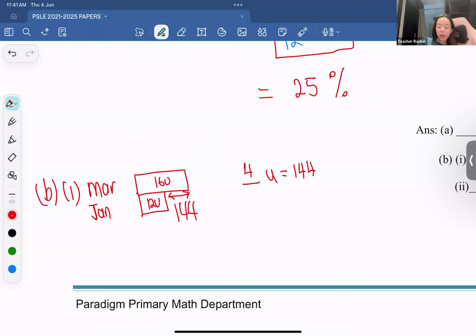The question asks how many files were sold in March, right? So this is my question mark. So I need to find 16 unit. Same thing, you can first find 1 unit, then find 16, or you can straight away find 16. Okay, you will get 576.